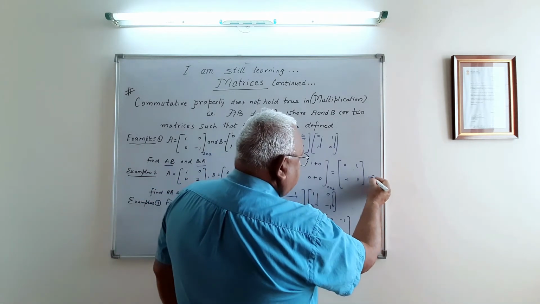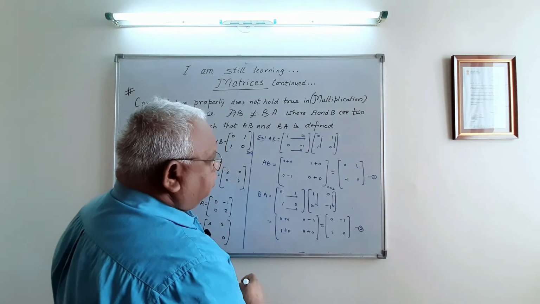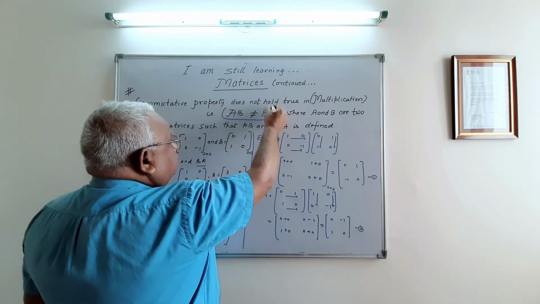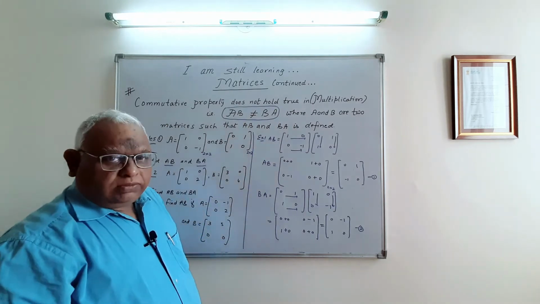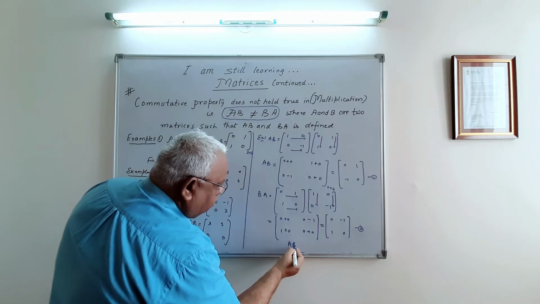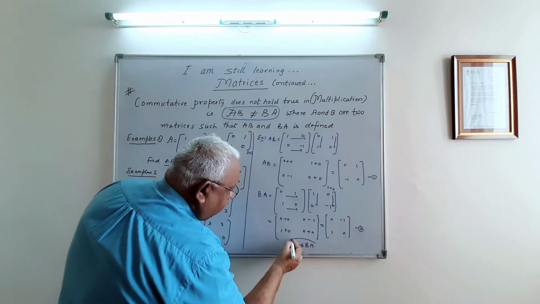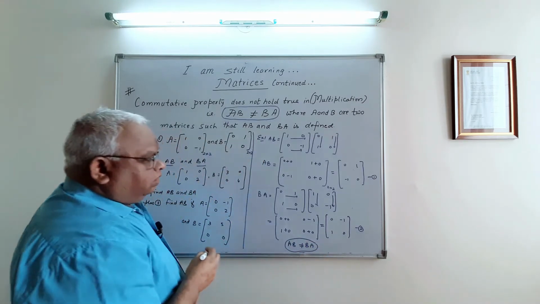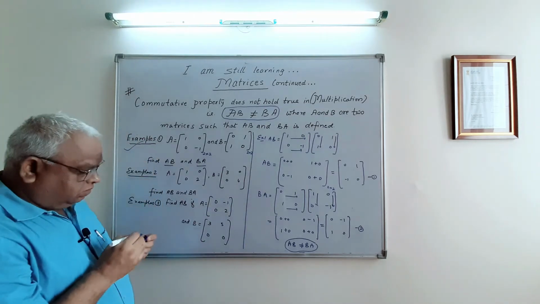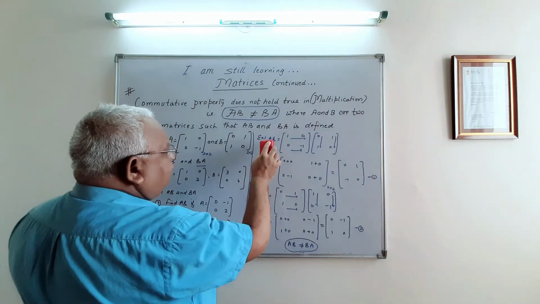This is 1 and this is 2. What do you find? Are you able to verify this result? Yes. AB is not equal to BA. This was the first example, right? Let us do now the second example.